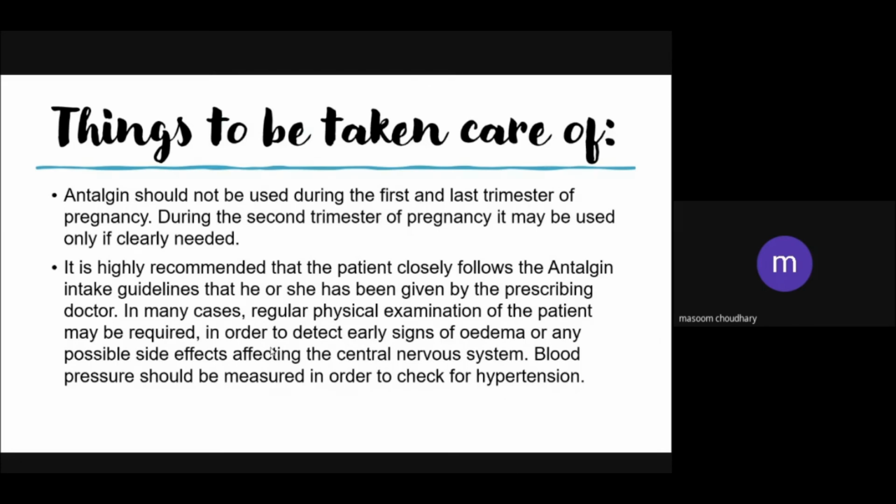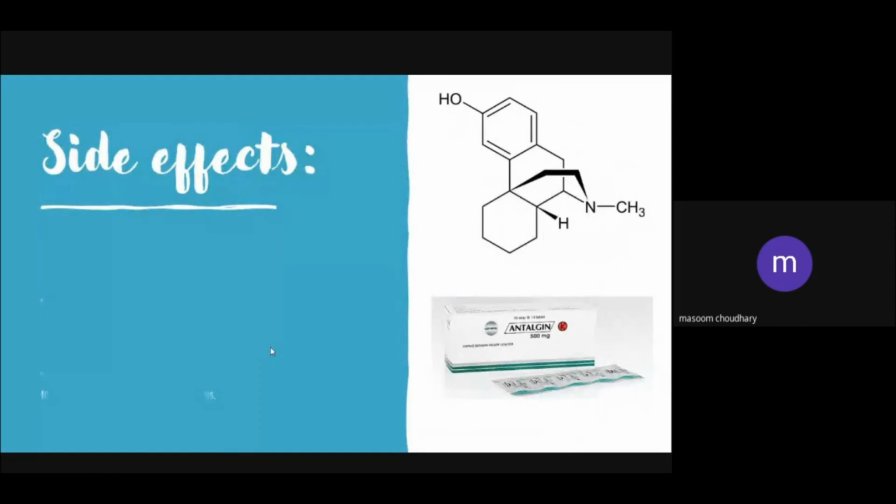In many cases, regular physical examination of the patient may be required in order to detect early signs of edema or any possible side effects affecting the central nervous system, CNS. Blood pressure should be measured in order to check for hypertension. Now, the last point is side effects. Side effects like vomiting, headache, dizziness, kidney damage, pink colored urine, abdominal pain, choking, dry mouth, and lastly low blood cells also, and low blood pressure also, and allergic reactions.